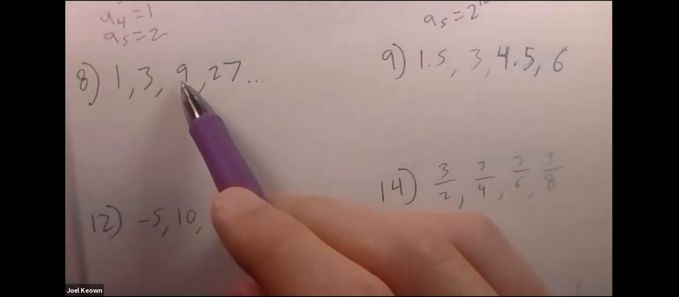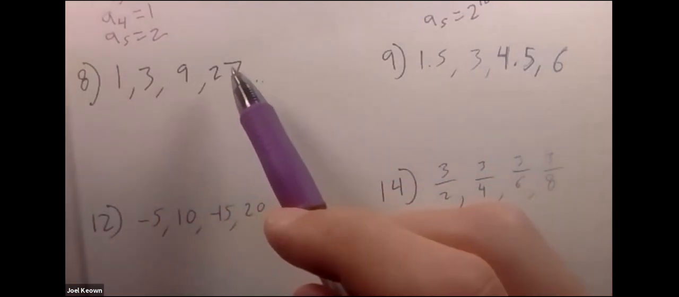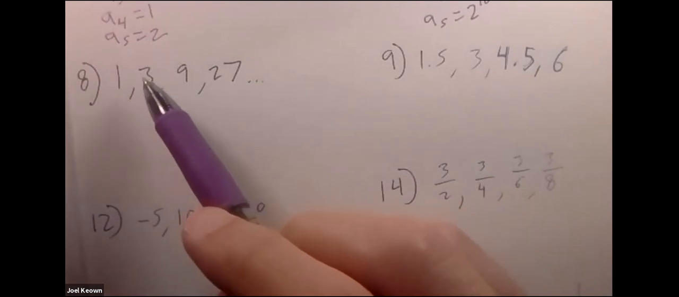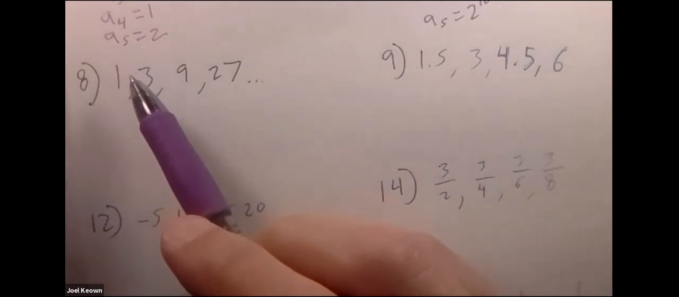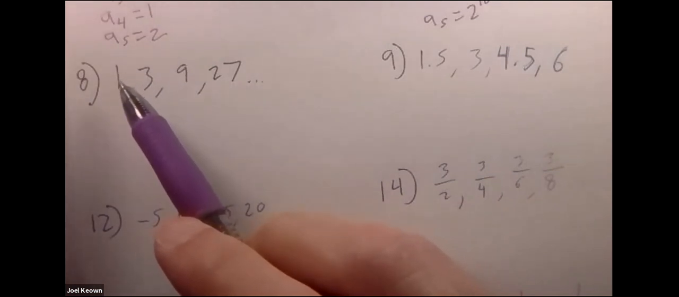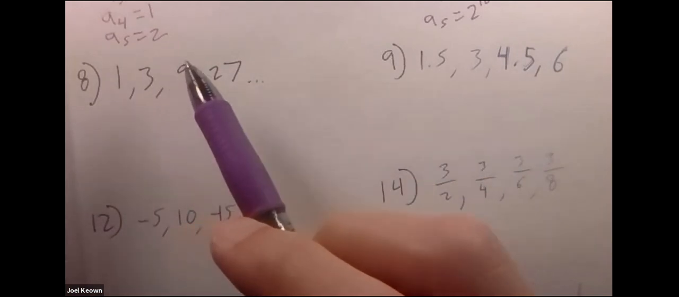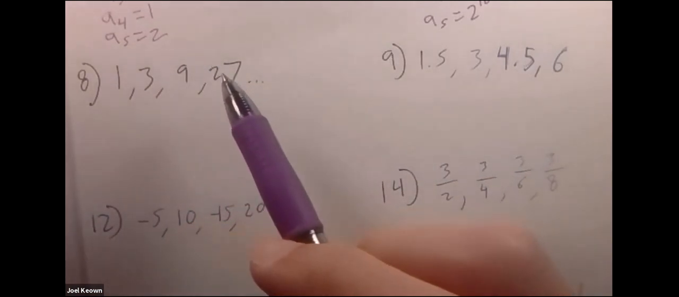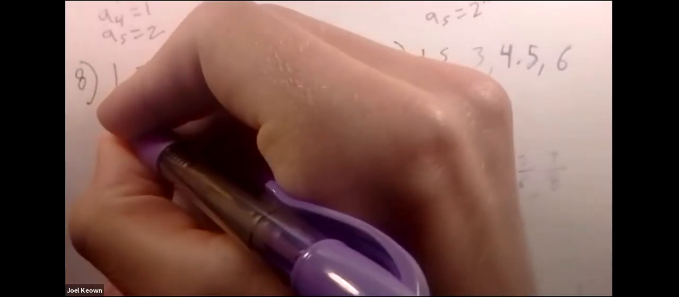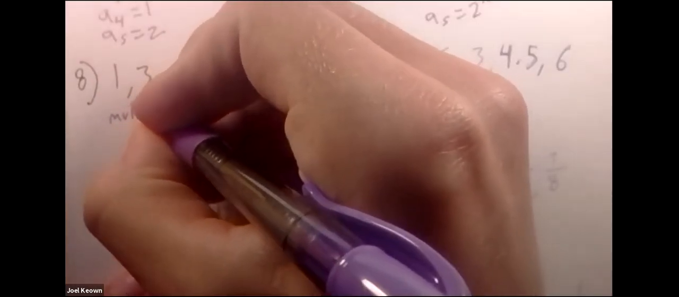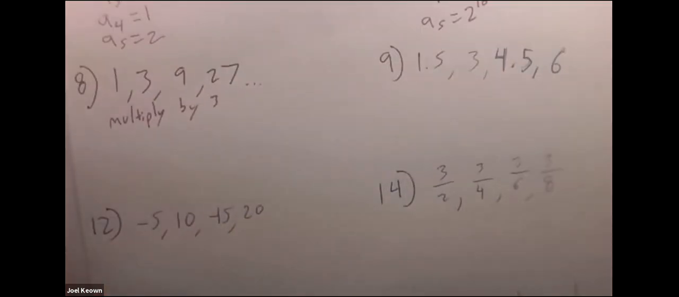But 1, 3, 9, 27. These are exponents of the number 3. This is 3 to the 0, or maybe better yet, what's 1 times 3? 1 times 3 is 3. 3 times 3 is 9. 9 times 3 is 27. So I'm multiplying by 3. I just multiply the previous number by 3.